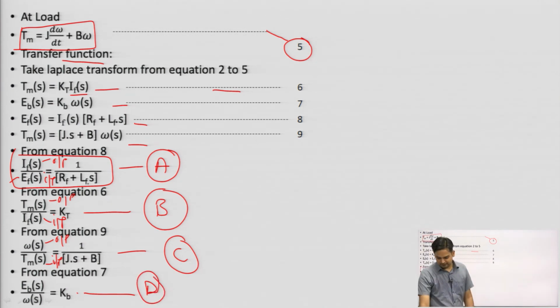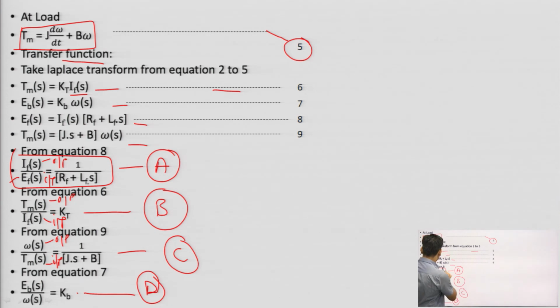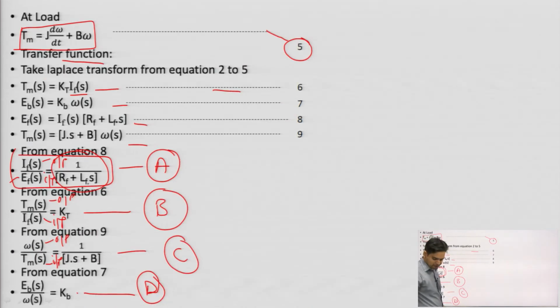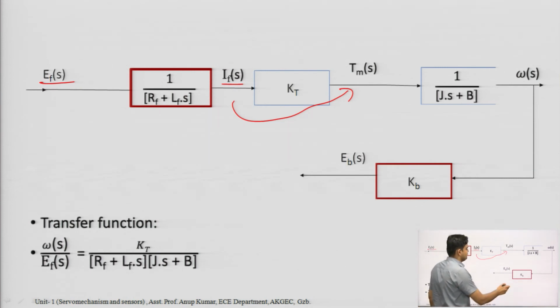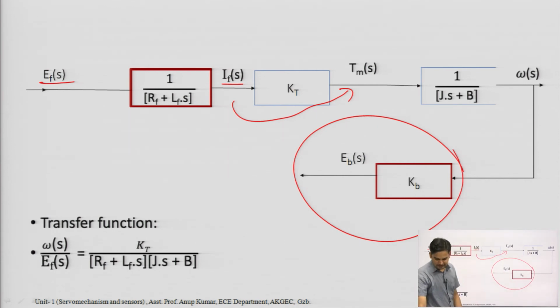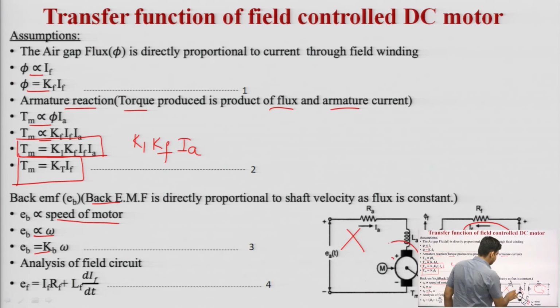Now, see the representation. So, this is the same, E F is input, I F is the output. You can see from equation number A, gain is 1 over R F plus L F S. Then I F S acts as input, output is T M of S, gain is K T. You can see from equation number B, same from equation number C and D. So, now this back EMF loop is incomplete. Why? Because you can see this is the field controlled, and back EMF is generated on the rotor side. So, that is why there is no connection in between them.